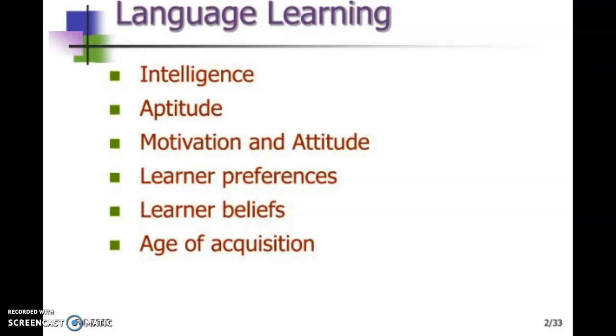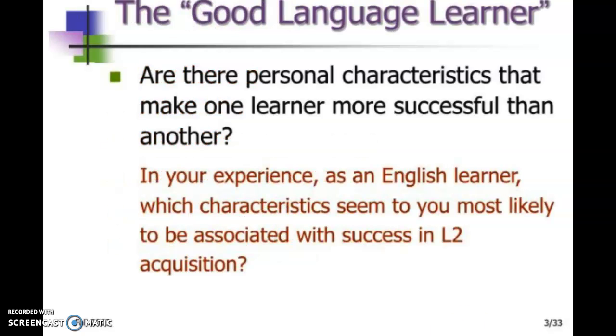Let me start. Okay, so factors affecting second language acquisition. They are intelligence, aptitude, and of course, motivation and attitude. It covers preferences, learning beliefs, and of course, age of acquisition of the target language.